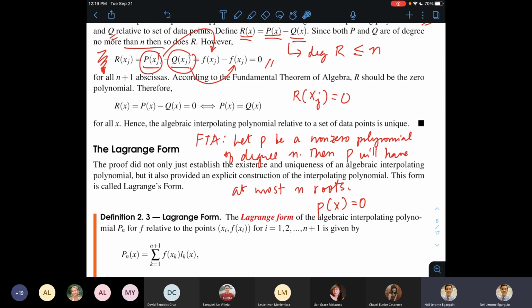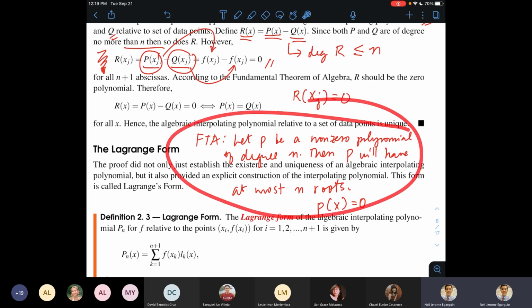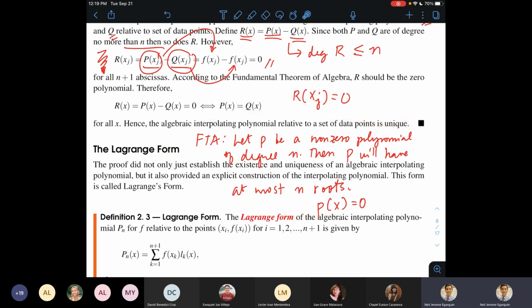But there's a problem there. R is at most degree n, okay? And yet, we found n plus 1 roots for it, which precisely are the abscissas used in the interpolation process. So degree n polynomial at the most. Pero meron siyang at least n plus 1 roots. So nava-violate niya yung FTA. And that means we are forced to say that the polynomial r is actually the zero polynomial. Otherwise, mako-contradict si FTA. So we must admit that r of x must be equal to the zero polynomial.